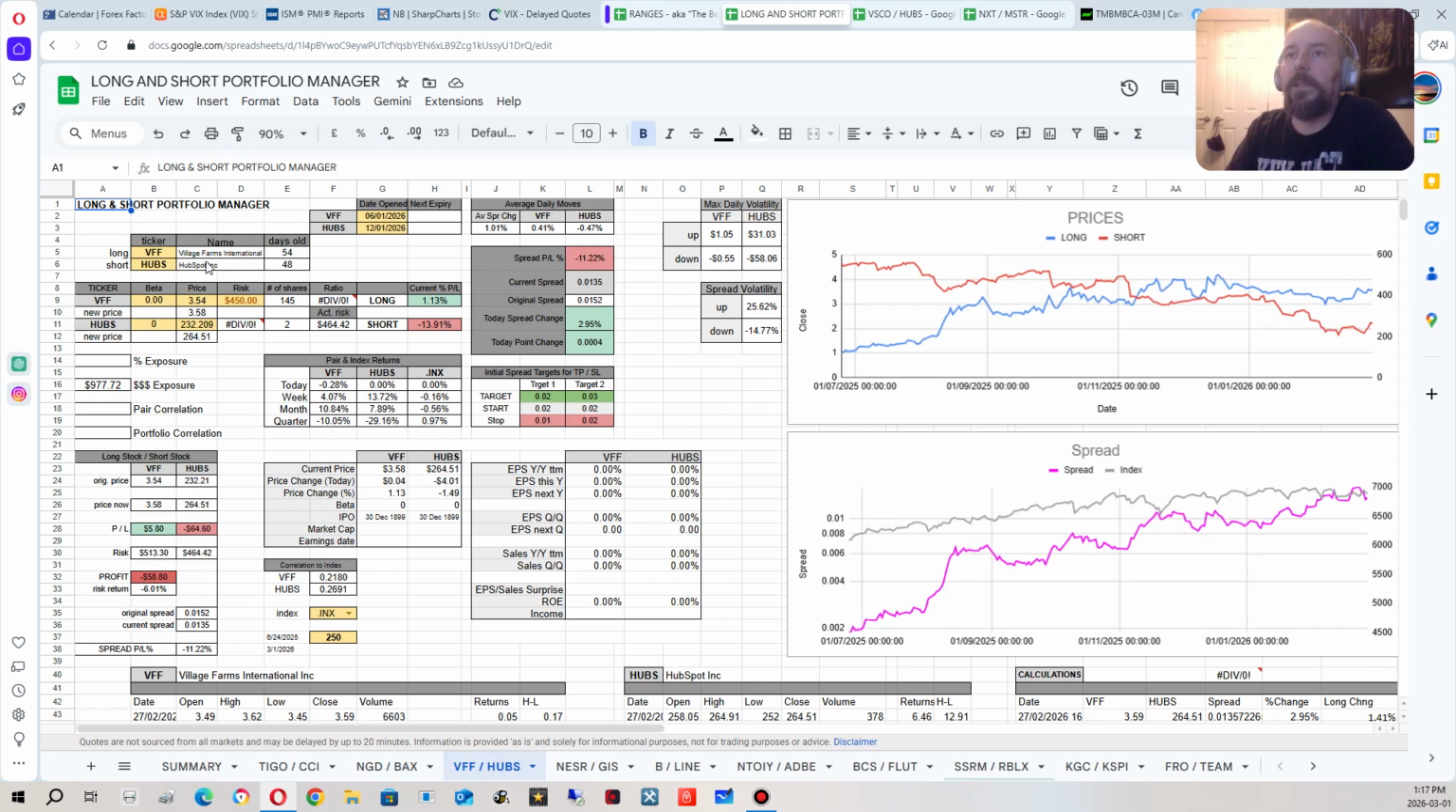VFF, Village Farms International versus HubSpot. This one's losing 6% overall, but it's only been less than 2 months. Like I said, HubSpot did a lot worse, and it's actually rebounding now. It's going in the right direction. If it continues up, the short side here, I will be closing. It's minus 14% almost. If it gets to like 20, I will close it, replace it with something else. It's no big deal, but I give it some time because it's been minus 17 and it's minus 14 already. So chances are it will do good.